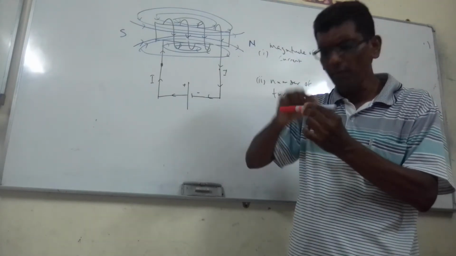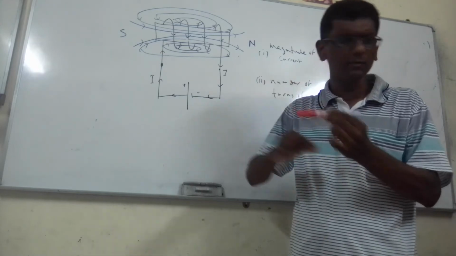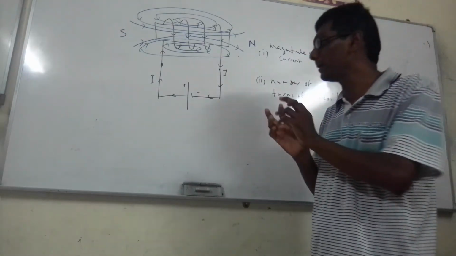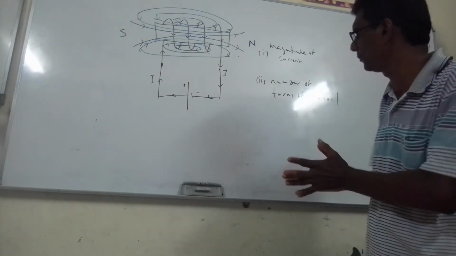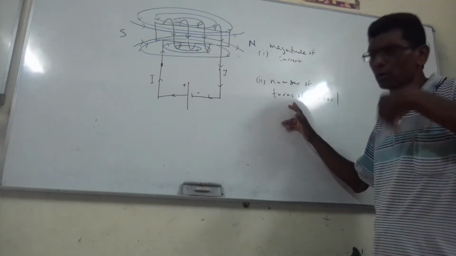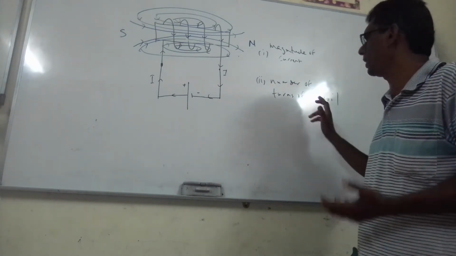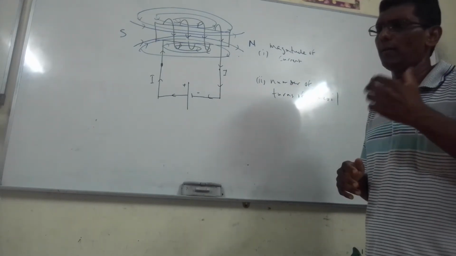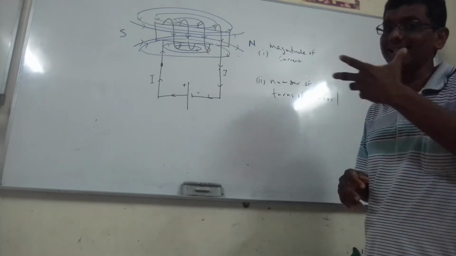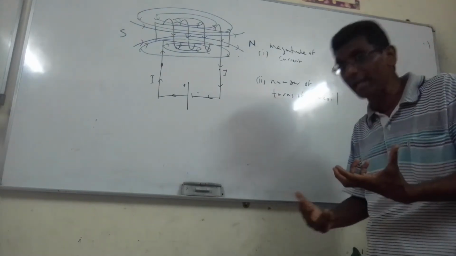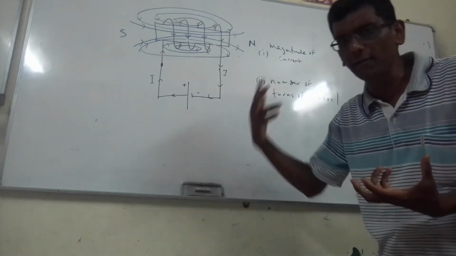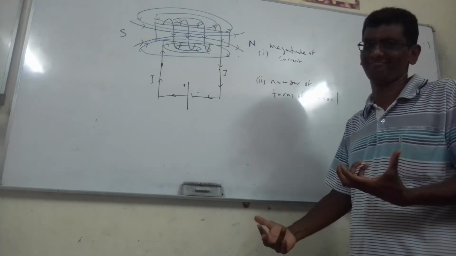That is very close by. Okay, the turns are very, very close by. And the more turns you have, the stronger the electromagnetic field. So how does the number of turns of the coil affect it? When the number of turns of the coil increases, the strength of the electromagnetic field also increases.